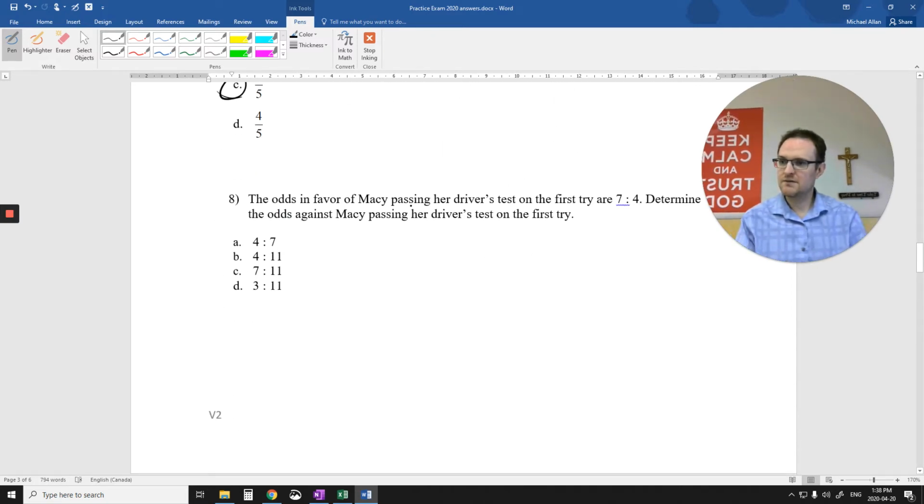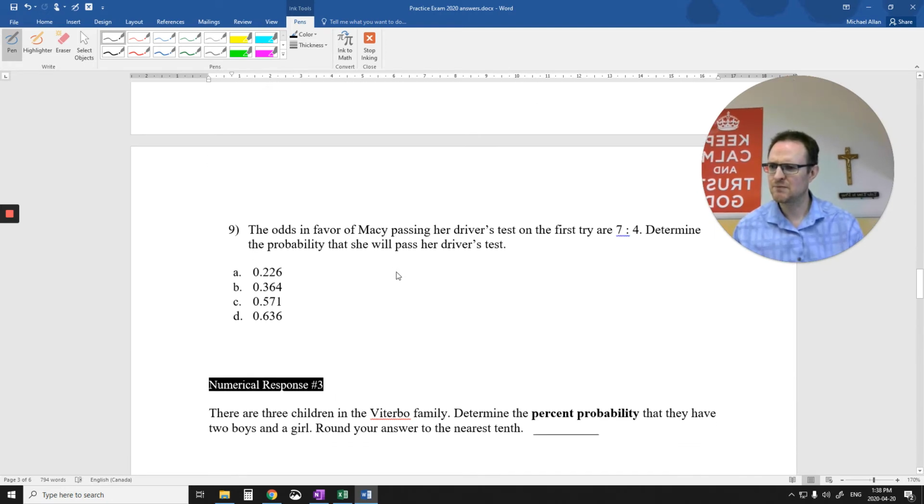What are the odds? If they tell me the odds in favor of her passing her test, what are the odds against her passing her test? You just flip it over and you got 4 over 7. That's a pretty easy question.